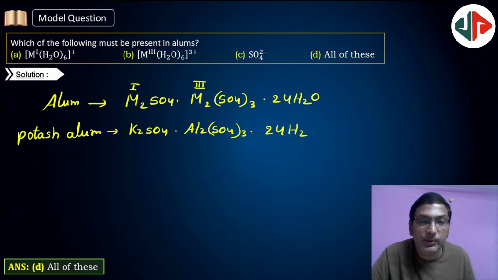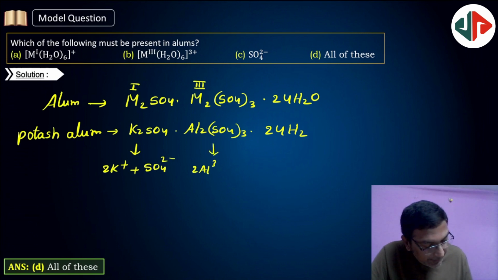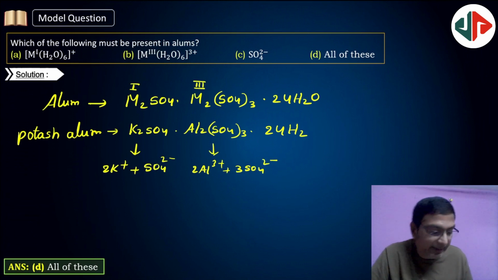Sulfate is 2- we know. So here 2K+, SO4 2-, 2Al3+, 3 SO4 2-. These are the ions.